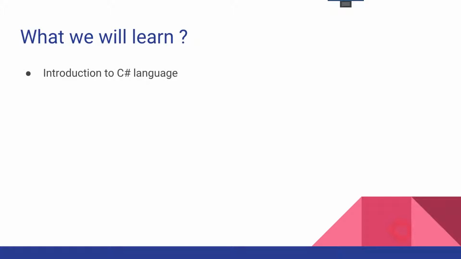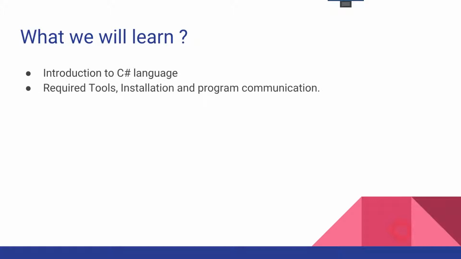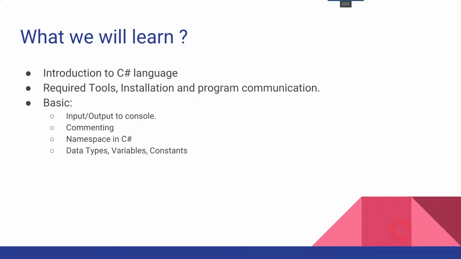The first one is going to be an introduction to the language itself. And then we will talk about required tools, installation and program compilation. And then we will talk about some basic concepts like input output to the console, commenting in the language, namespace in C Sharp, data types, variables and constants. And then we will talk about types, conversion, parsing. Then we will say unary, binary and ternary operations.